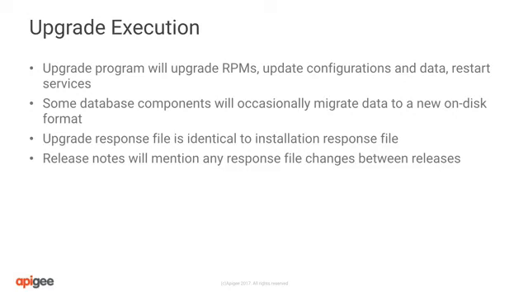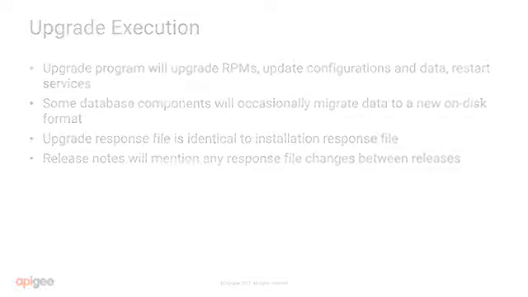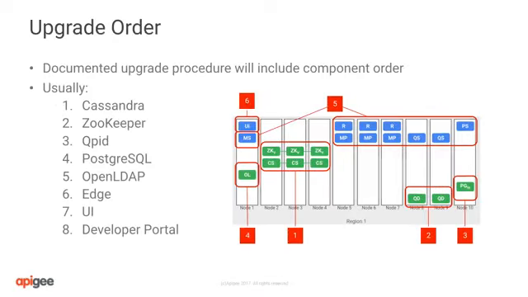The response file used for upgrading is identical to the one used for installation. You should keep the response file in a secure place so that you can reuse it for the initial installation as well as for future upgrades. On occasion, a new variable may be added to the response file. The release notes for each release will clearly identify any changes to the response file so that you can update it if needed. The ordering of component upgrades can vary from release to release. If underlying database components, such as Cassandra or PostgreSQL, are upgraded to a new upstream release, the ordering may change slightly, so be sure to check the release notes and documented upgrade procedure for details.